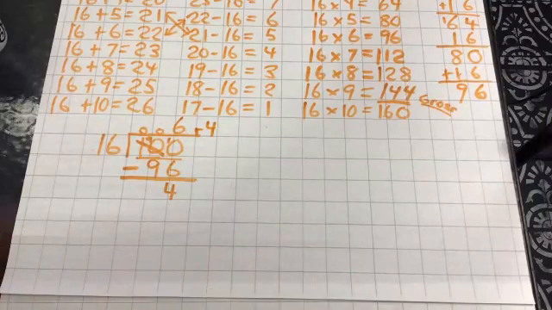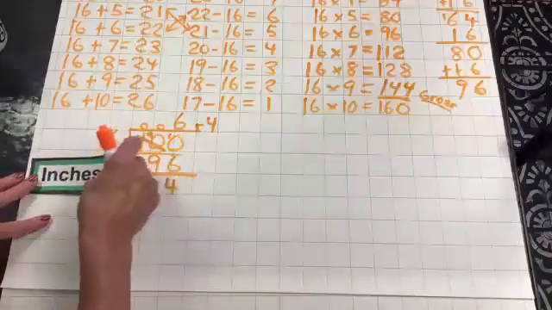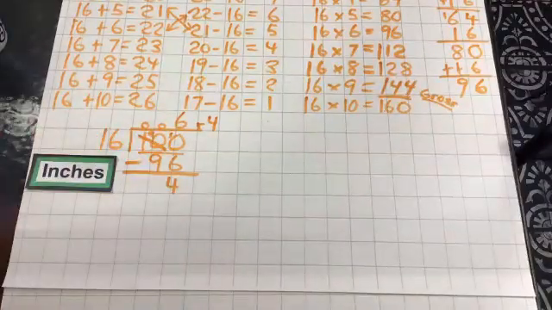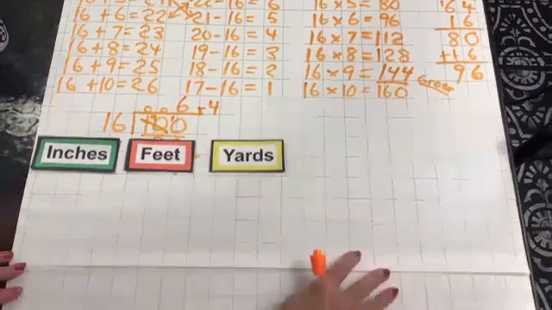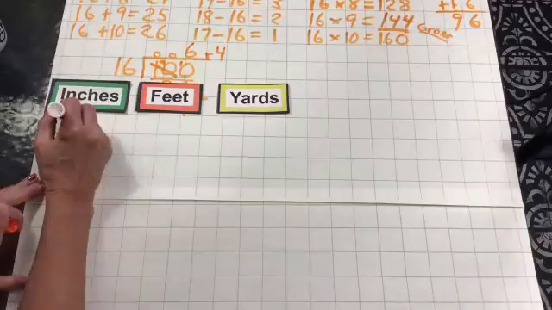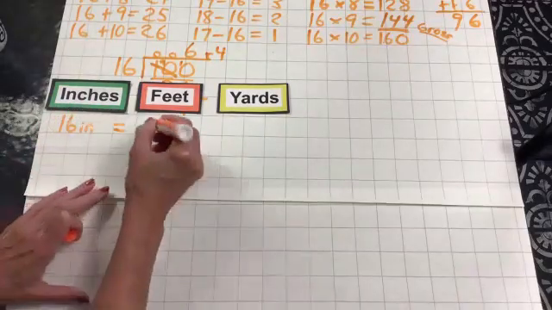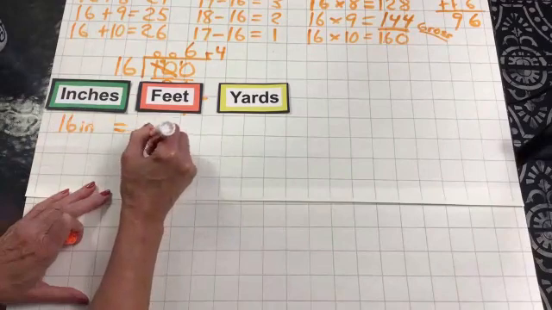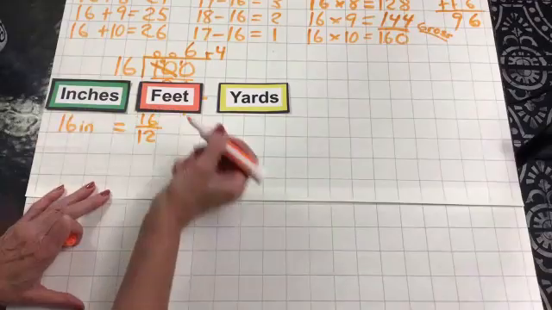All right, let's move on. I'm going to cover this up so I have plenty of room. We're going to do our measurement. And this is standard measurement, inches, feet, and yards. So if we have 16 inches, how many feet do we have? Well, it takes 12 inches to make a foot, and we have 16.